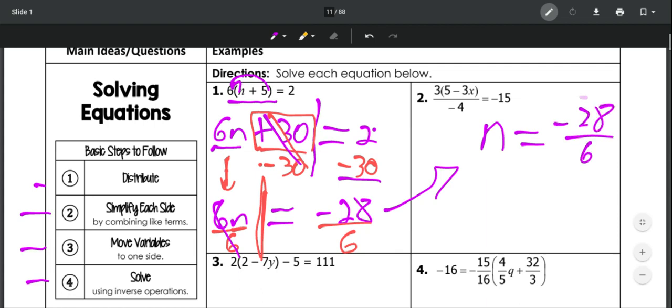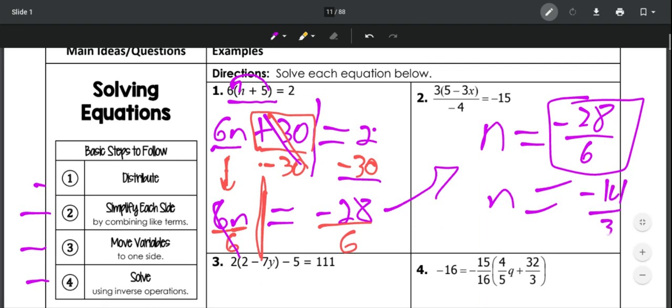Now, the last step is to just simplify this answer. So this is going to actually be n equals, what's that simplified down to? Negative 14 over 3, I think. Yeah. So that will be our answer. Okay. Now, pause the video, write this down because I'm about to erase it.